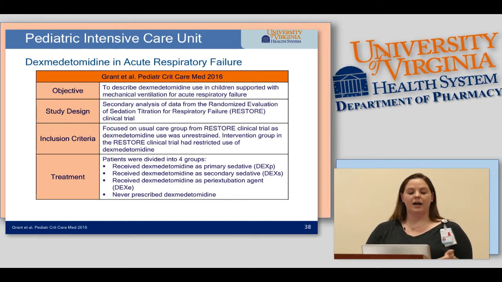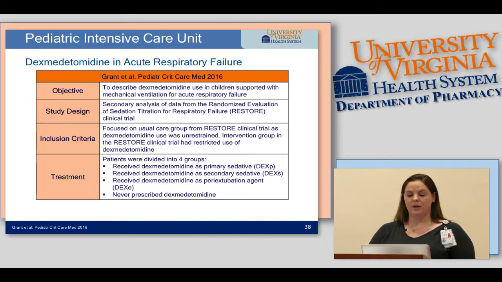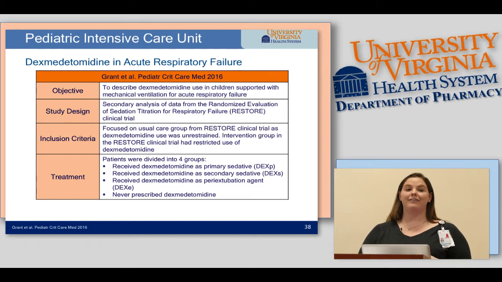So they wanted to describe the dexmedetomidine use in patients supported with mechanical ventilation for acute respiratory failure. This was a secondary analysis of the Randomized Evaluation of Sedation Titration for Respiratory Failure, or the RESTORE trial. This was a clustered randomized trial that compared usual care to a nurse-implemented goal-directed sedation algorithm in children with acute respiratory failure. The reason this is a secondary analysis is because dexmedetomidine was not evaluated as an objective during the parent study.